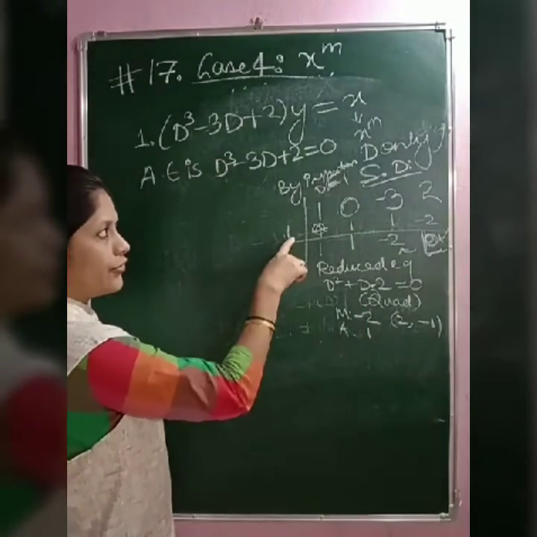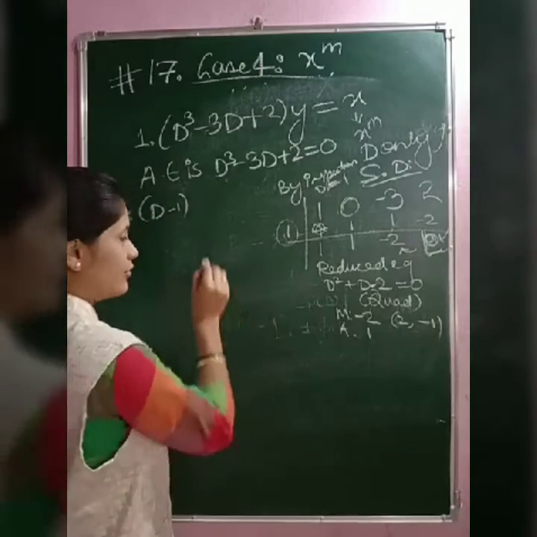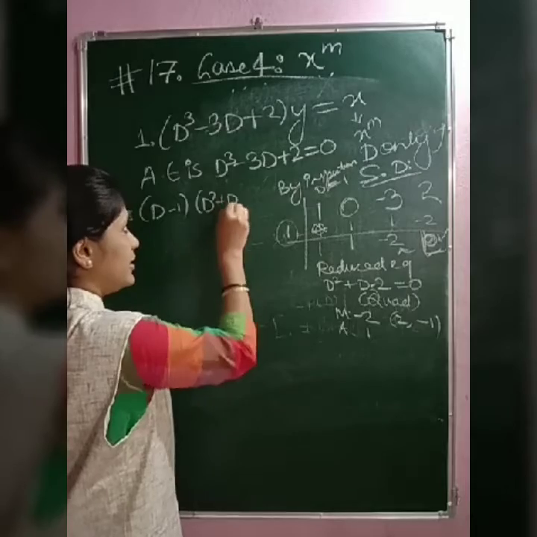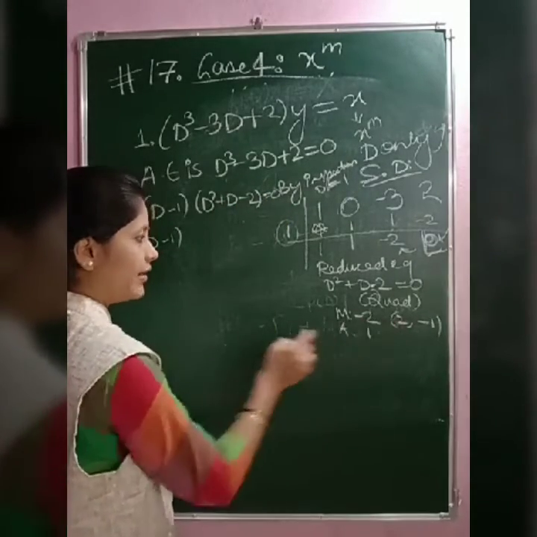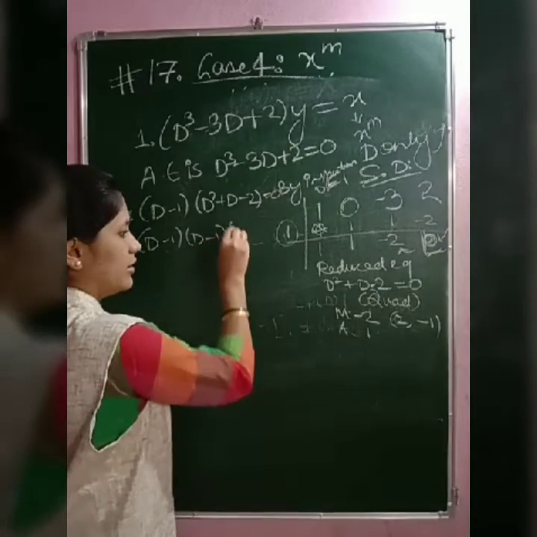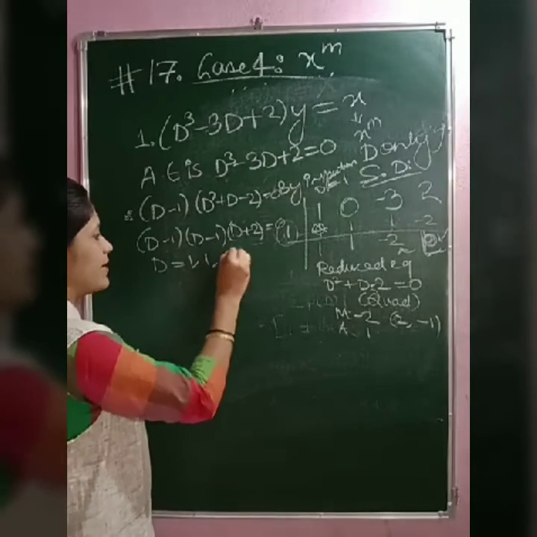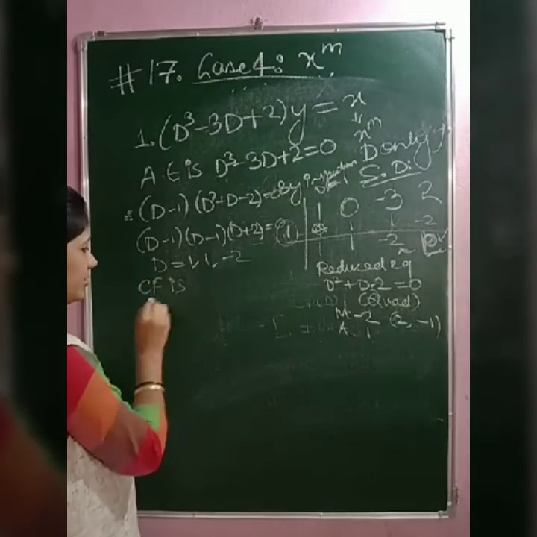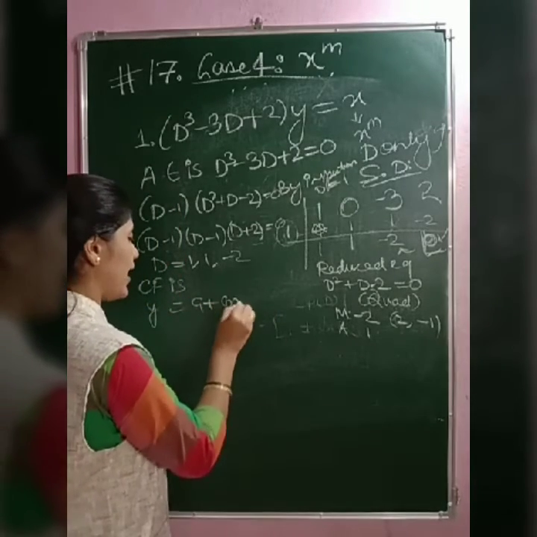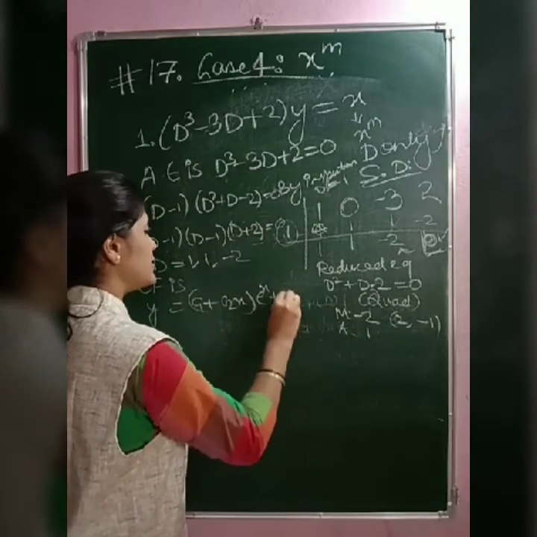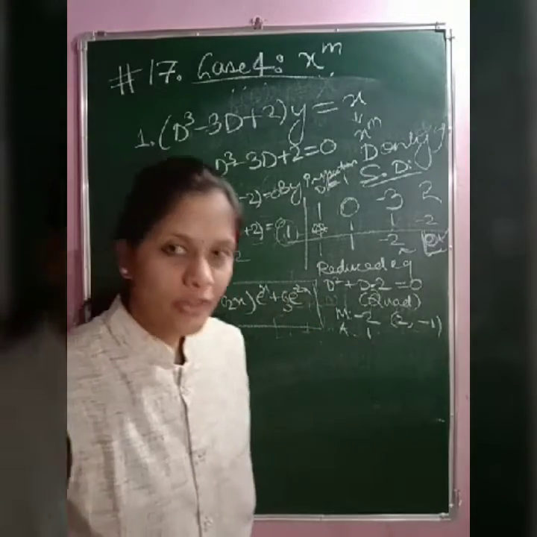So therefore, do not forget this. We can write d minus 1 for this. What is this? d square plus d minus 2 equal to 0, so d minus 1, d plus 2 equal to 0. So d equal to 1, 1, minus 2. The complementary function is: 1 is repeating twice, and minus 2 is a distinct root. So C1 plus C2 x, e raised to x, plus C3 e raised to minus 2x. So this is our complementary function.